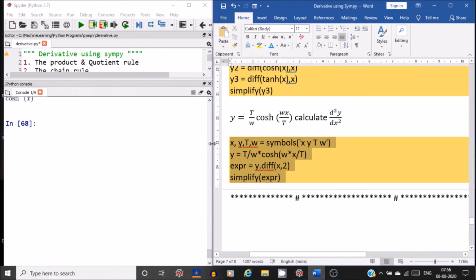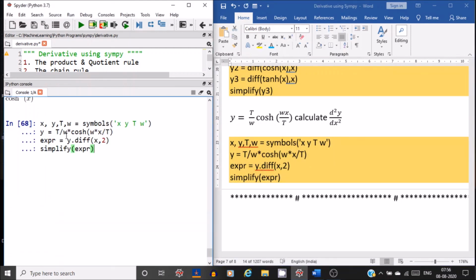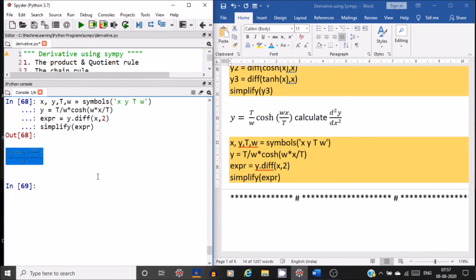So how to get this one? So easily we can calculate it. So x comma y comma t comma w all are the symbol, and y is equal to t by w into cos h of w into x by t. And here we need the second derivative. So we have to differentiate y with respect to x, and here we have to apply second derivative. So we have to simplify it and we can get the result. So this is the result.